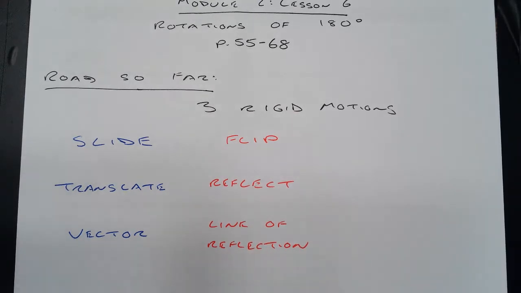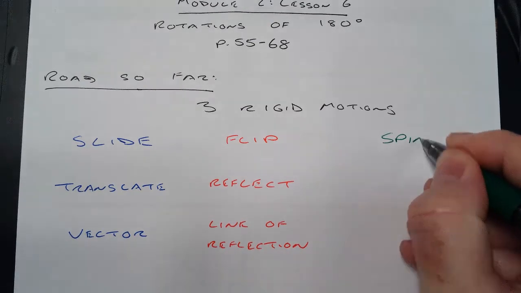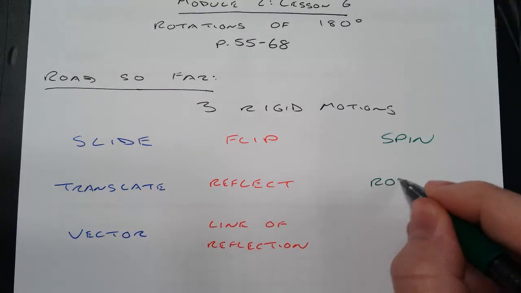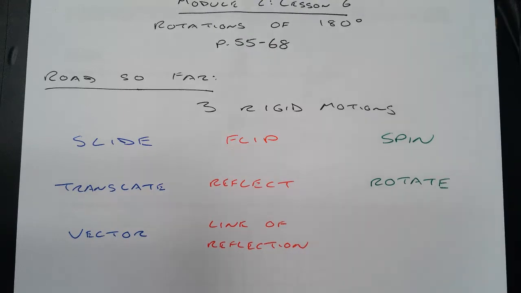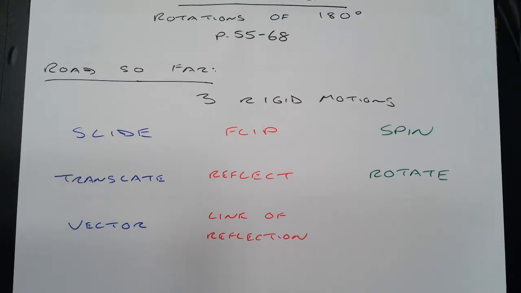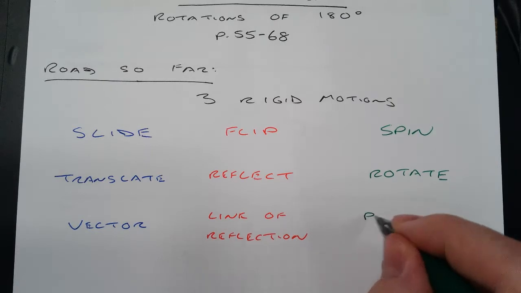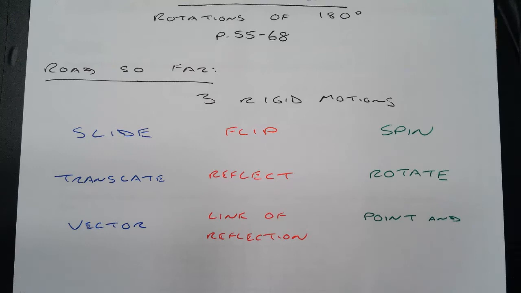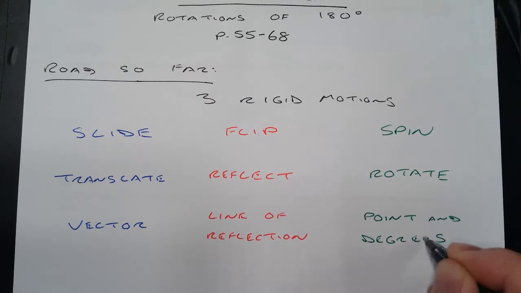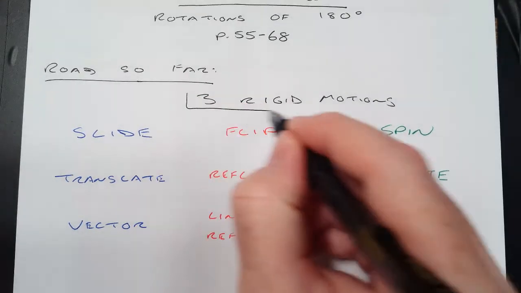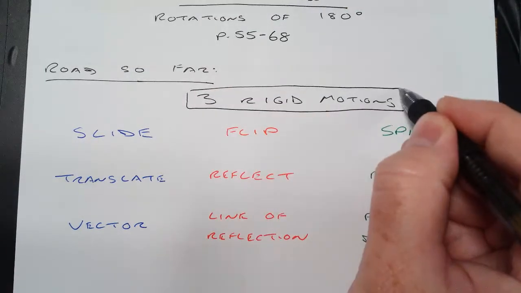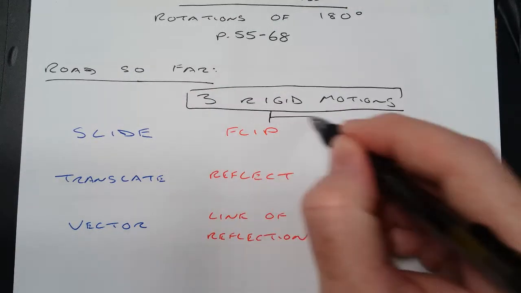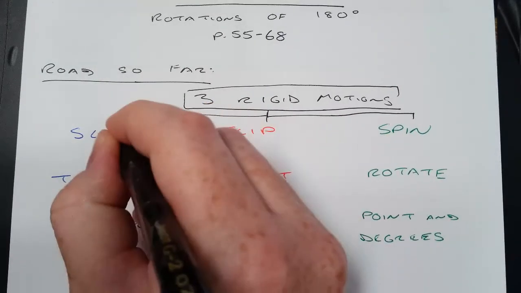And the third type of rigid motion was a spin, which we know better now. When we spin, we rotate. And for the rules, when we rotate, we need 2 things. We need a point to rotate around, a point to spin around, and a number of degrees so we know how far to spin. So those are the 3 types of rigid motions and the rules we use to create them.